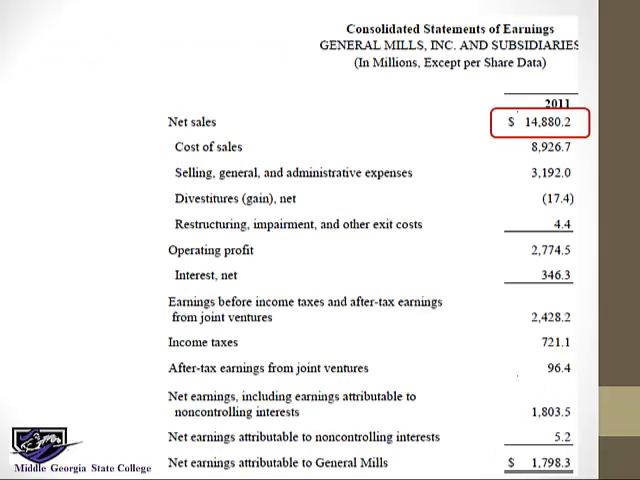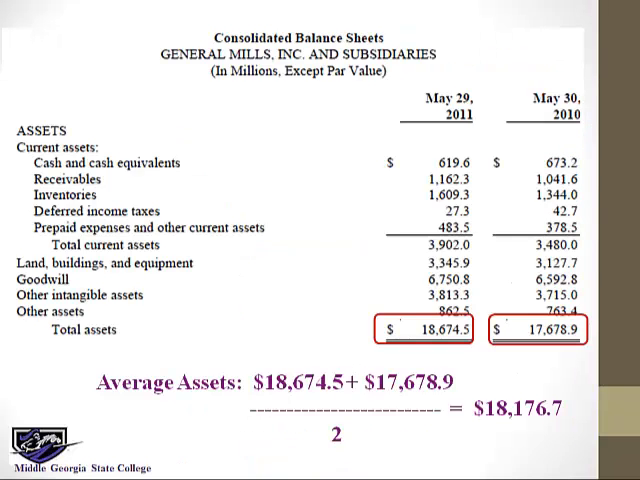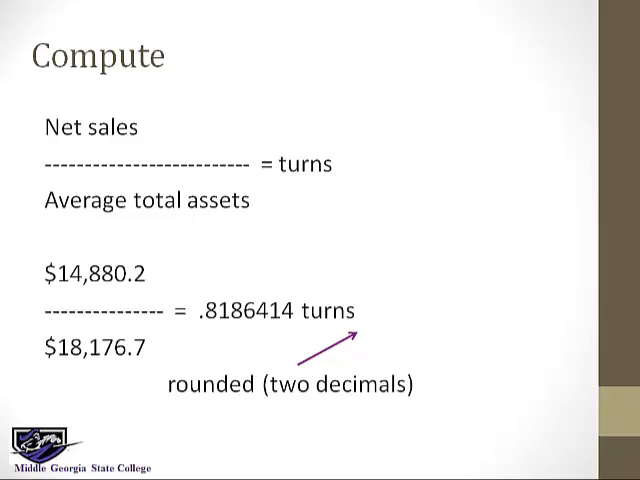At the top of the income statement, we can get net sales. From the balance sheet, we can get total assets. To average it, we take this year and last year, add it together and divide by 2. Then we're ready to compute, and we get 0.8186614 turns, so less than 1 turn.